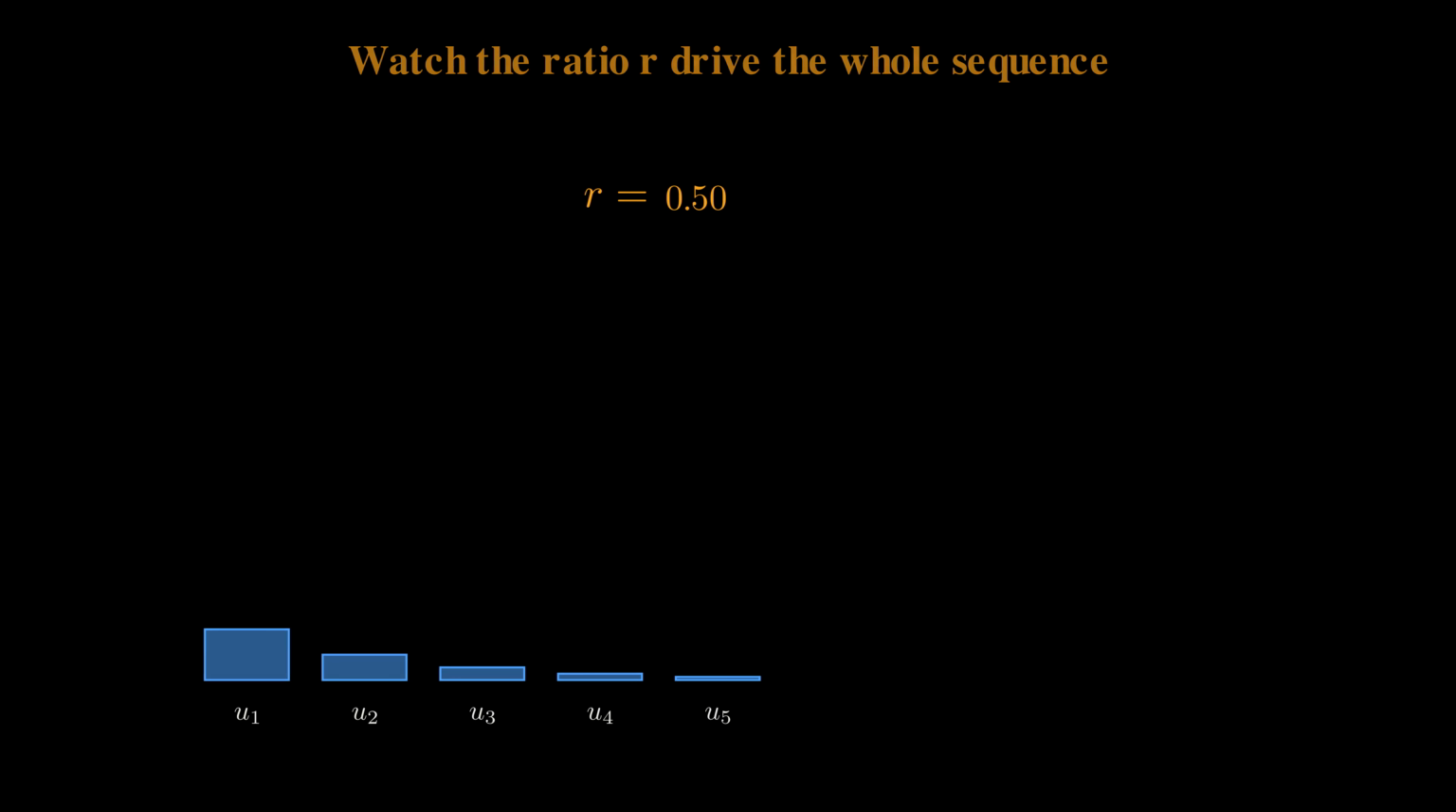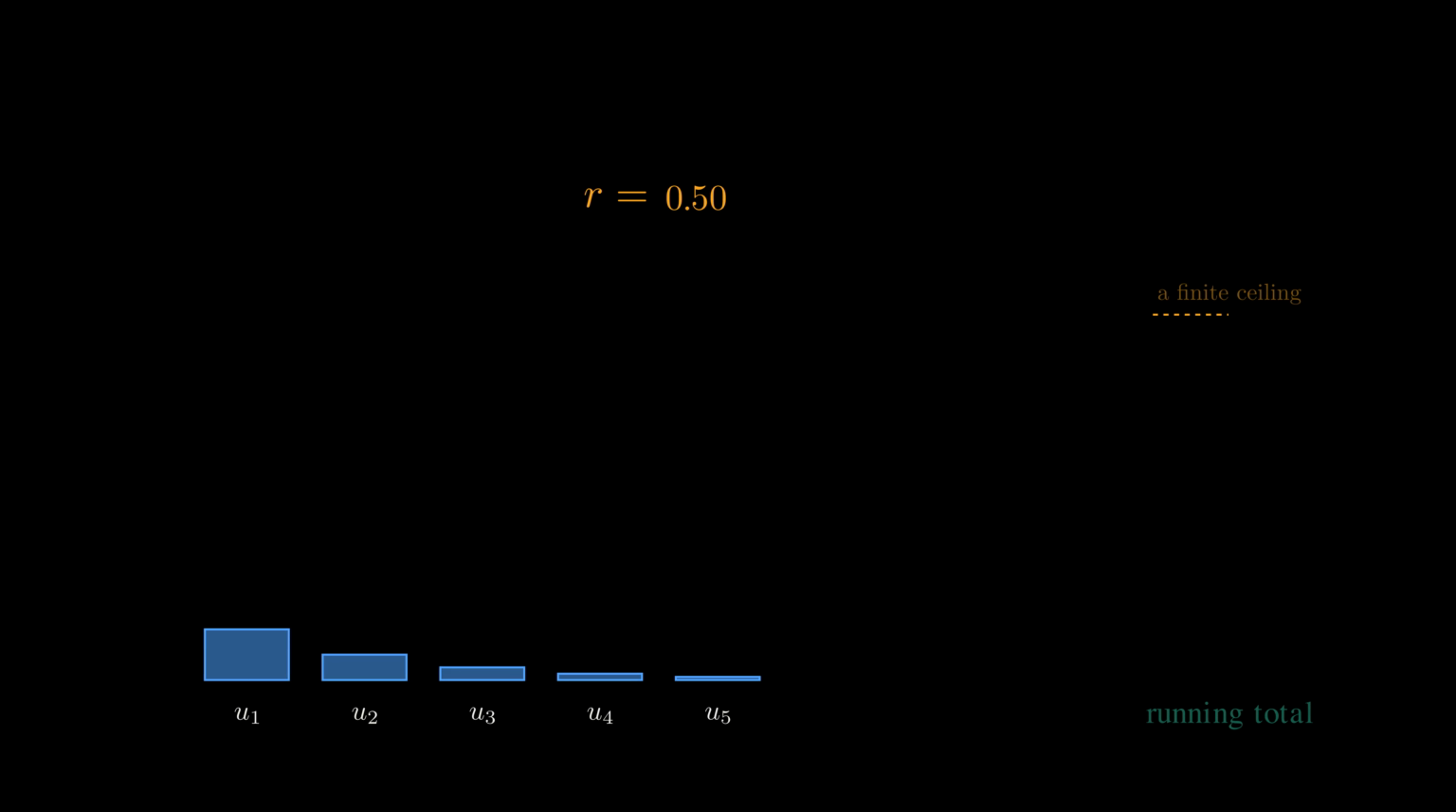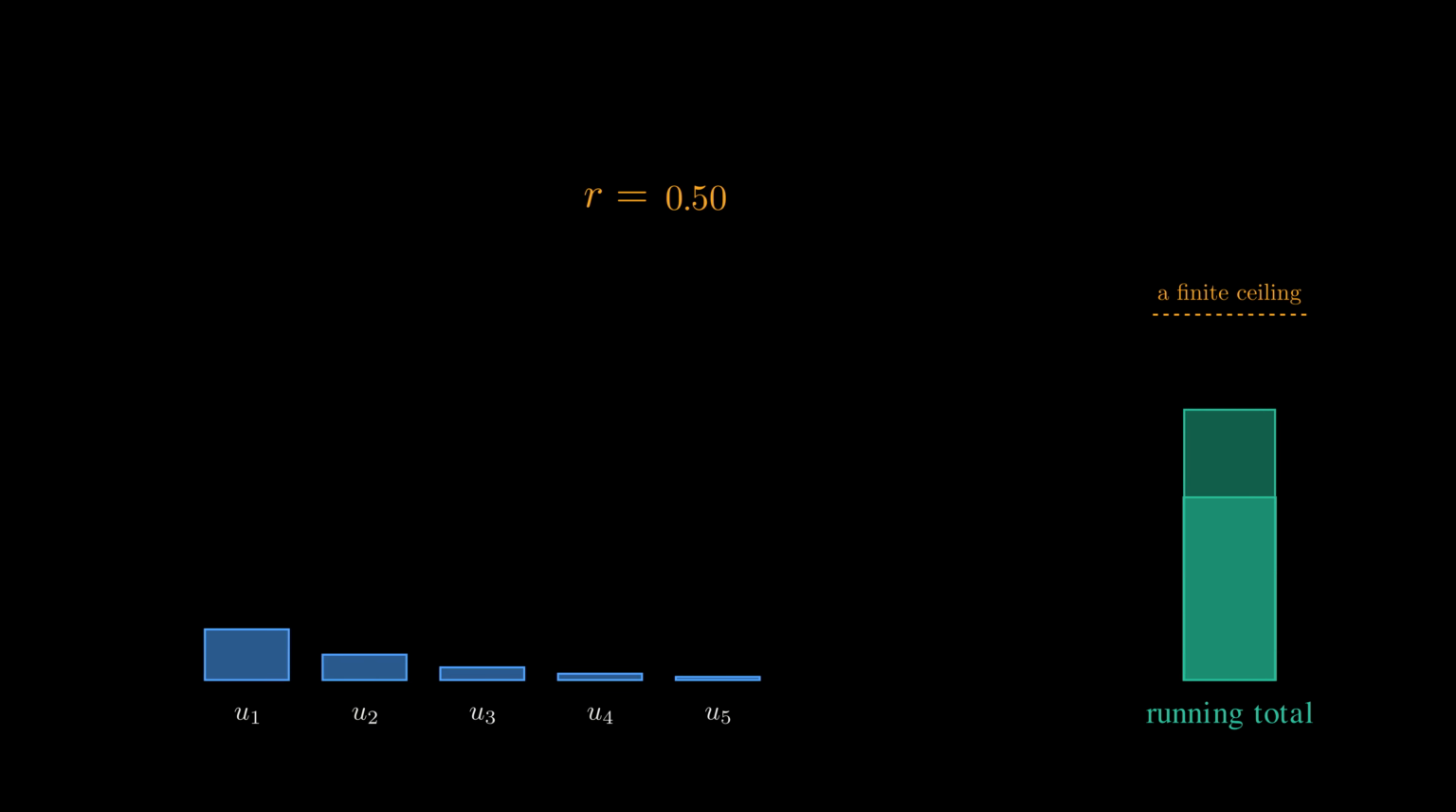And here's the punchline that sets up everything to come. Stack the terms into one running total on the right, the partial sum. As we add more and more shrinking terms, the bar keeps growing, but by less and less each time. It's creeping toward a ceiling, not shooting off. That ceiling is the sum to infinity. But first, we need the exact formulas.